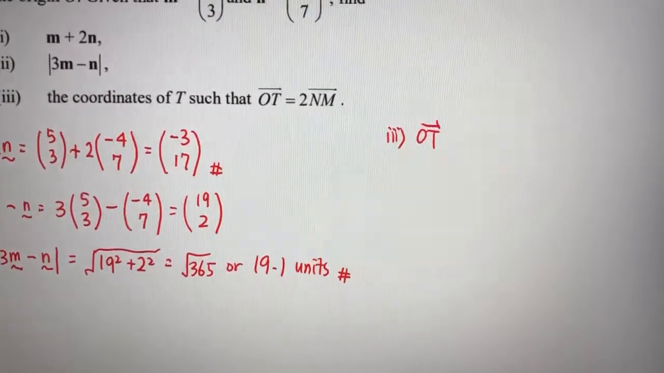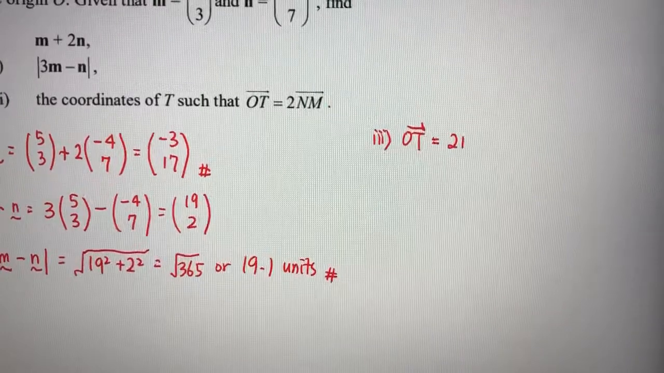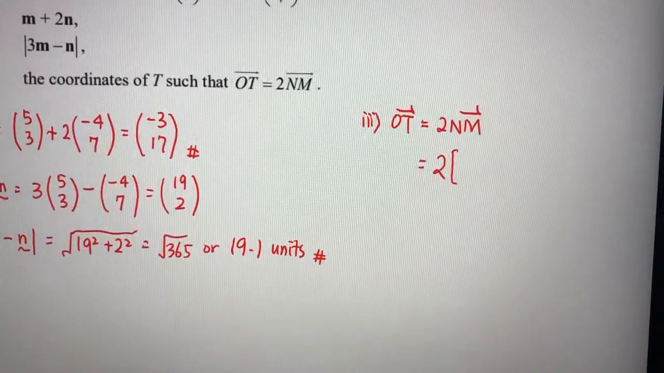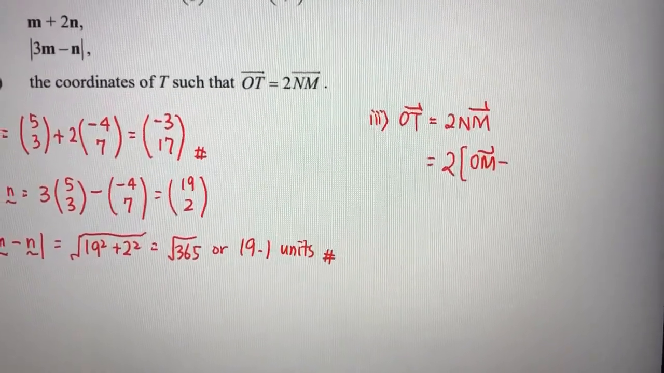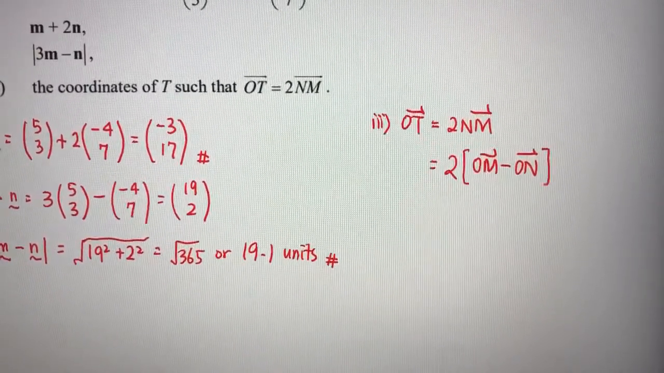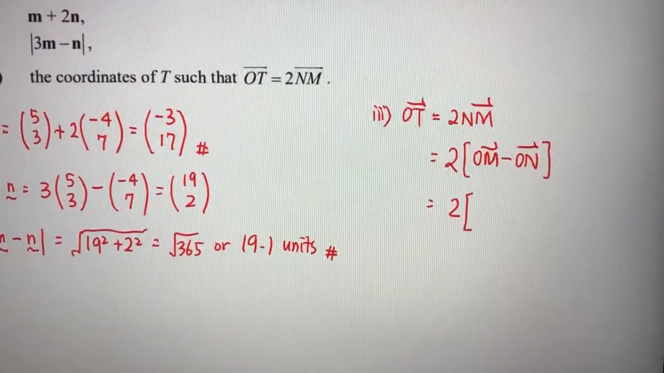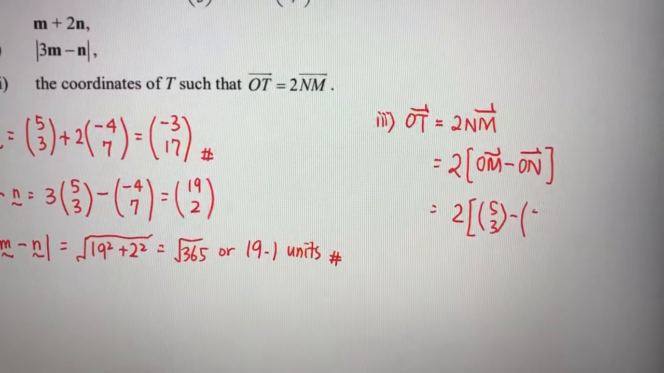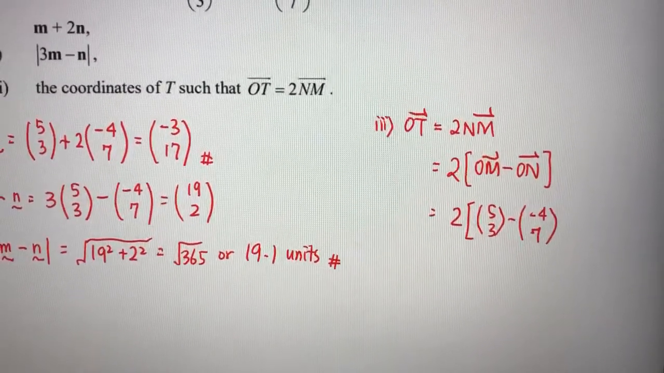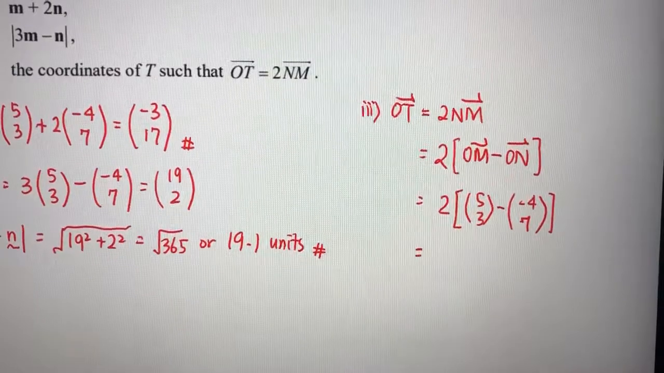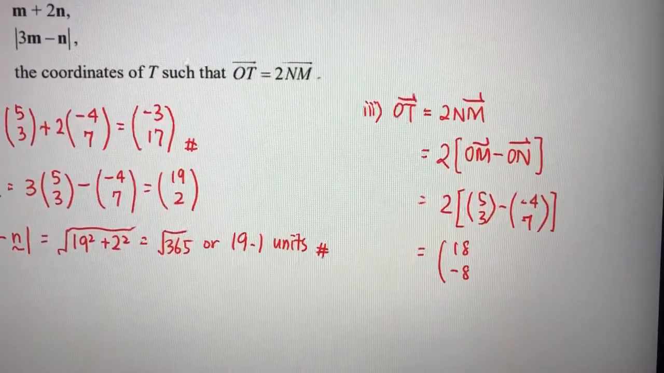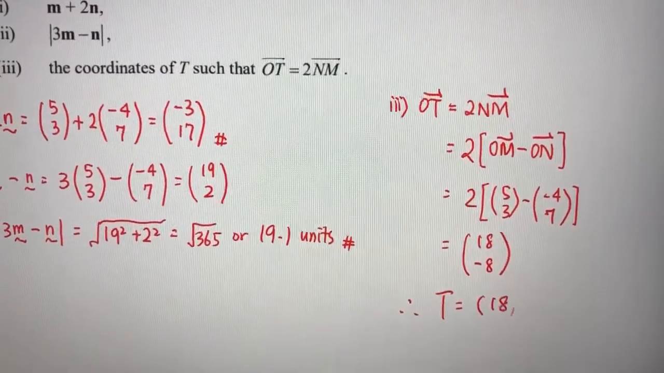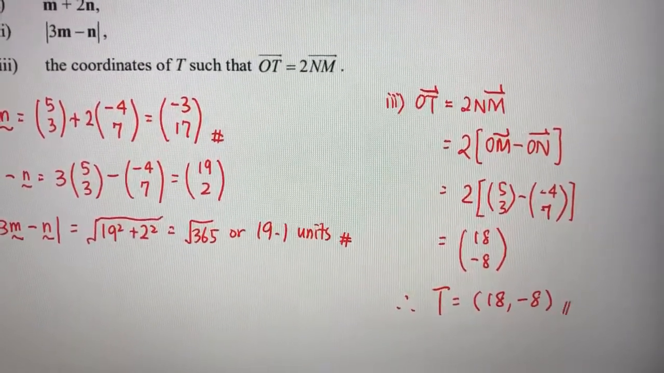For part 3, we are asked to find the coordinate of T given that vector OT equals vector NM times 2. So we can work out the right hand side of the equation, resolve the vector NM to be OM minus ON. Again, perform a simple substitution of the vector OM and ON. And then we will get 18, negative 8. Since OT is the position vector of the point T, therefore its coordinates will be 18, negative 8.